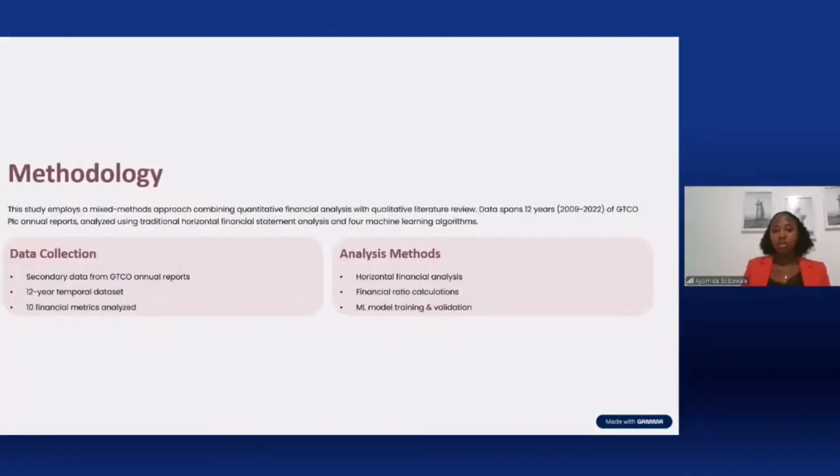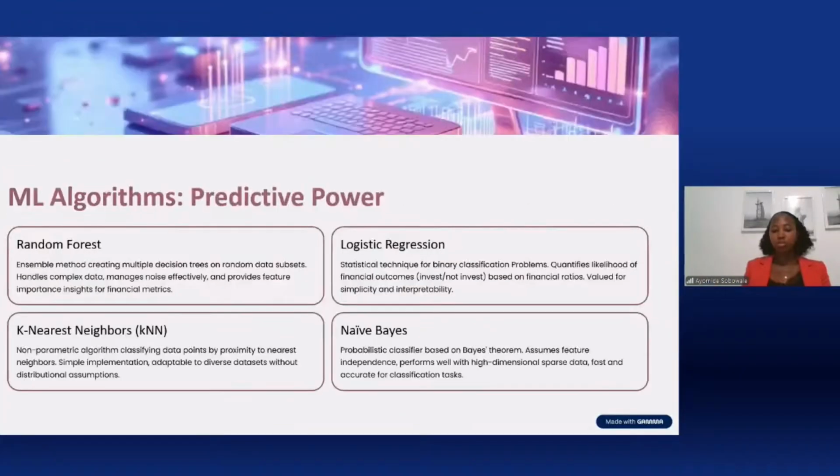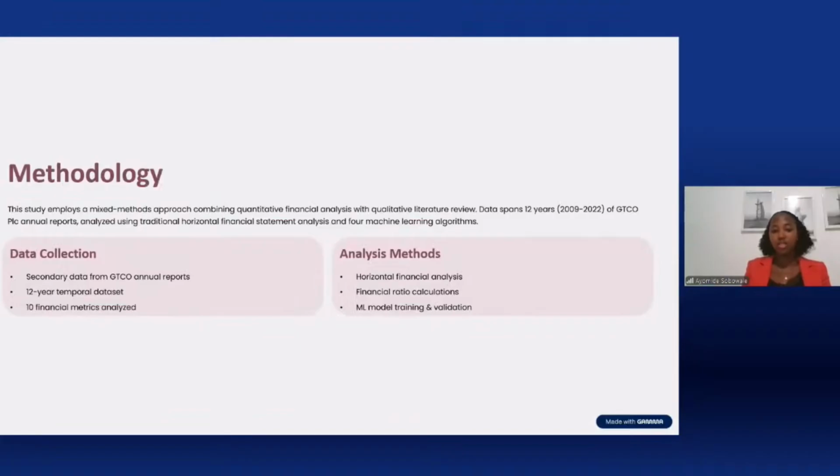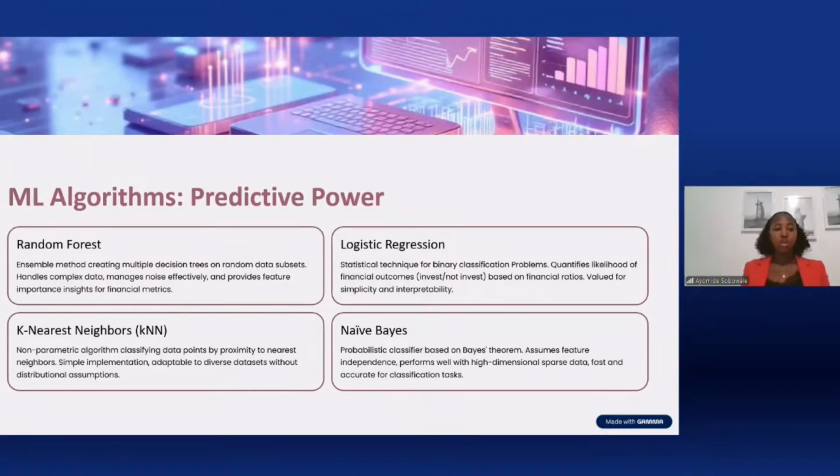So the methodology, as I mentioned, is a mixed methodology approach, where there is quantitative financial analysis, and also a qualitative literature review covering over 12 years. From 2009 to 2022, a horizontal traditional financial statement analysis was carried out, and then four machine learning algorithms, which I'm going to talk about in detail, were trained to develop models that would help predict the performance of a company. The financial ratios, which are the metrics calculated traditionally, were then used to train a model that would help investors make decisions. The four algorithms used were random forest, k-nearest neighbor, logistic regression, and naive Bayes.